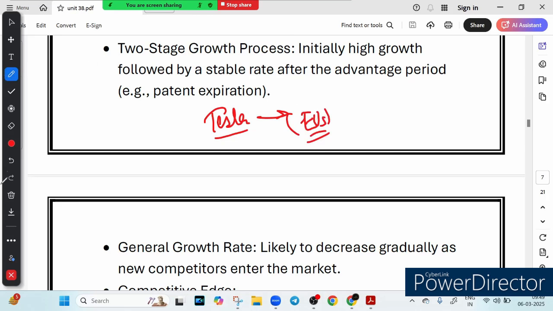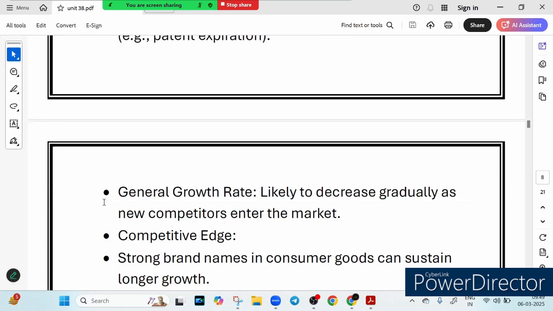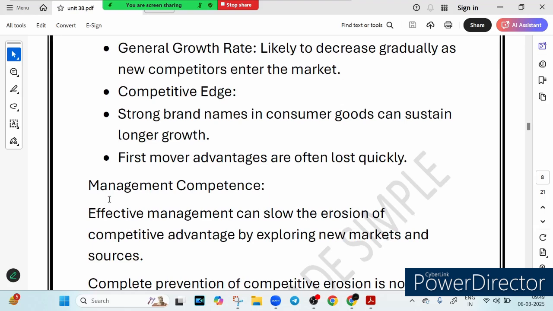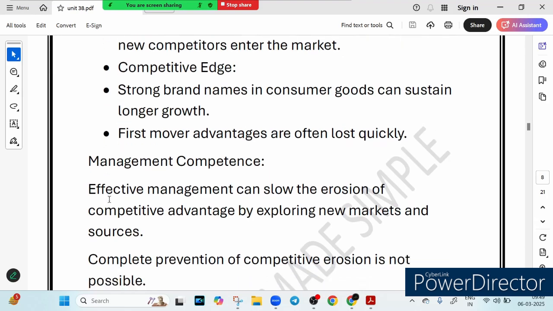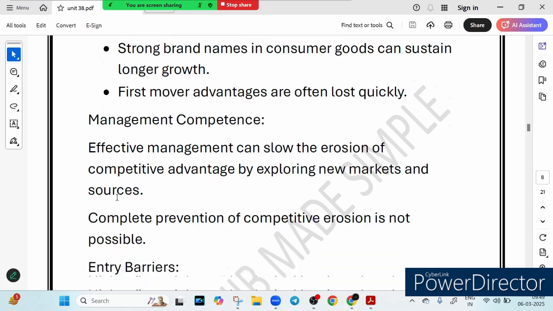Now what helps a company stay ahead? The first thing is the strong brand. Just now we were talking about innovative management, right? Innovative management. Then we have high entry barrier. However, no company can completely stop competition. They can only slow down the erosion of their advantage, right? That's the point. So these are the points.